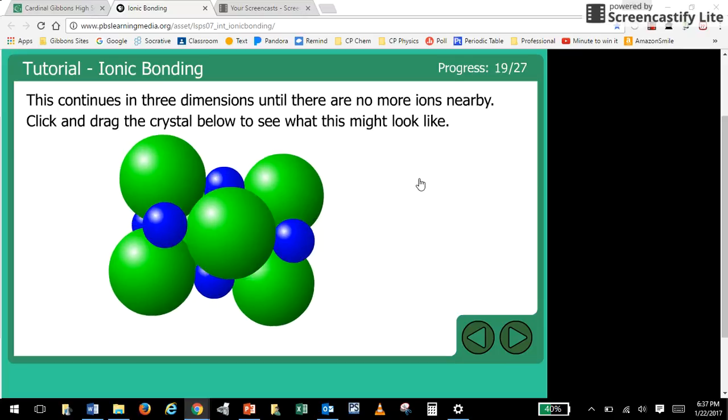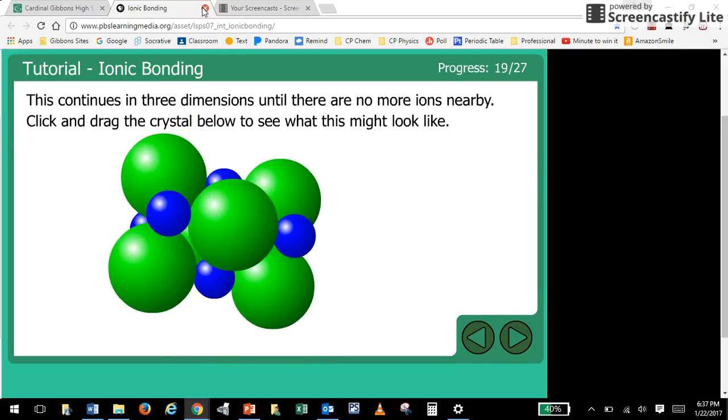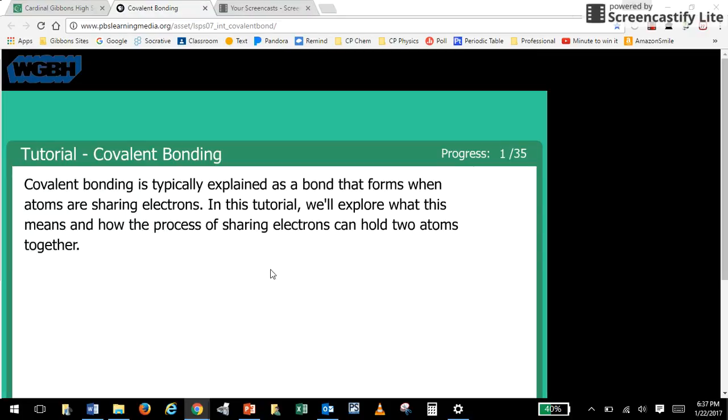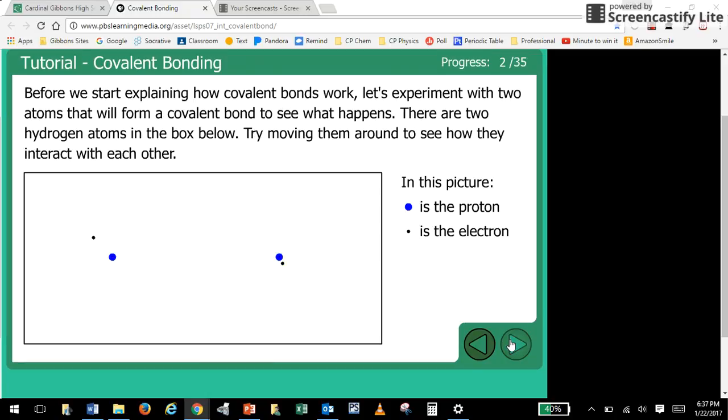All right, so I am going to get out of that right now and do the covalent one real quick. You can do the rest if you want, as I said, but those are the main points. Covalent bonding starts here with two hydrogen atoms. That's the nucleus with a proton and this electron flying around. And as you can see, this electron flies around at all ends of the atom.